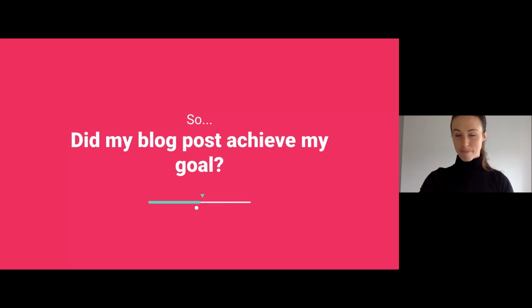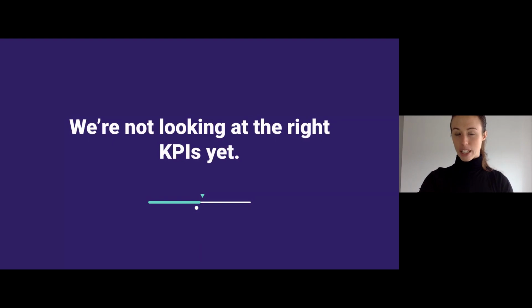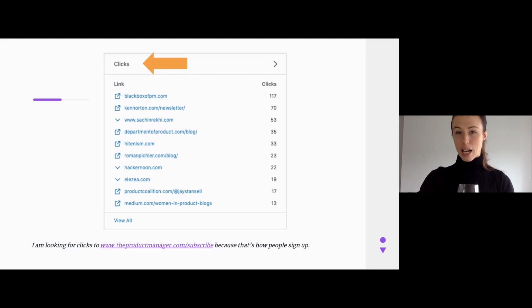It's a good question. I don't think we're looking at the right KPIs yet. I'm going to look now in WordPress for clicks to the product manager's subscribe page. That's how people sign up for my newsletter, and that's my goal. No matter what else I did with this post, my goal on the product manager is to get signups for our newsletter. And so I need to look and see, is anybody clicking onto that subscribe link on that post?